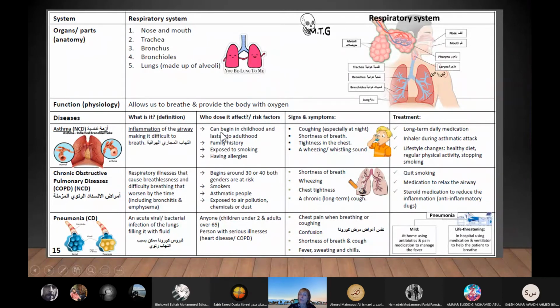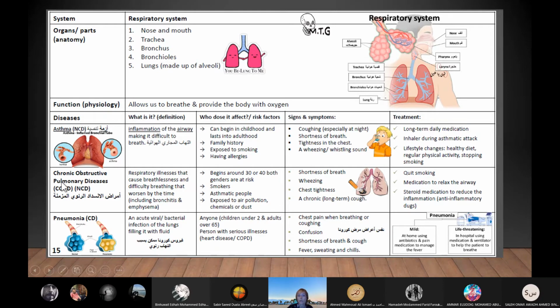So this can affect anyone from the age of a child up to adulthood, but it usually passes down in families. Okay, some of the things that you would see if somebody has asthma is that they are wheezing. Okay, they can't get a breath. Maybe they are coughing. Okay, they could be coughing at night. So they have to be on long-term medication and oftentimes use an inhaler. Okay, so they have to pay attention to their diet, get regular physical activity to keep their lungs strong, and they have to stop smoking, obviously.